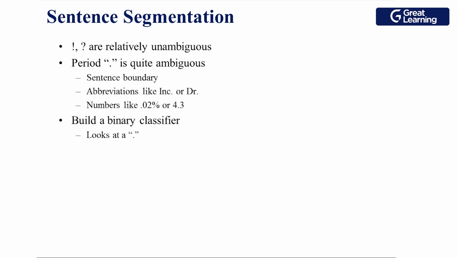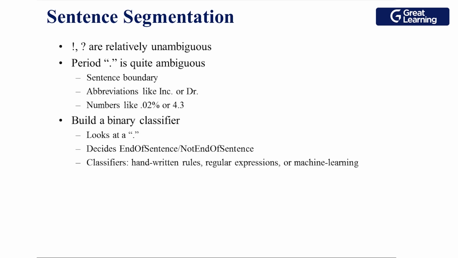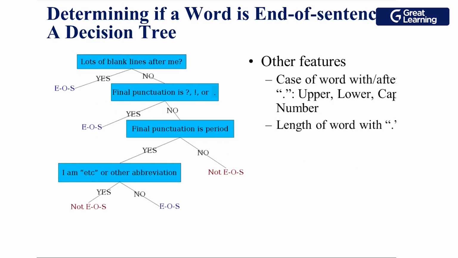So these are all various rules that you can encode in a binary classifier. But the classifier is nothing but some sort of model based on these handwritten rules. There are all these rules: case of the word with or after the dot, length of the word with the dot. So if the word is like Dr. dot, right? Usually abbreviations are shorter. And so on. So you can encode all of those rules and then build a nice sentence segmenter.